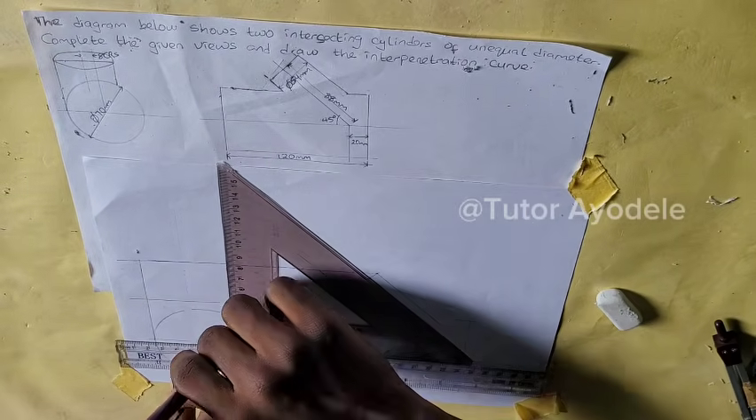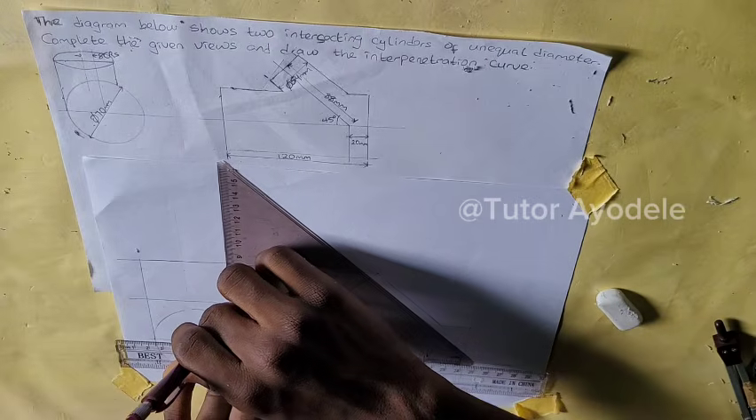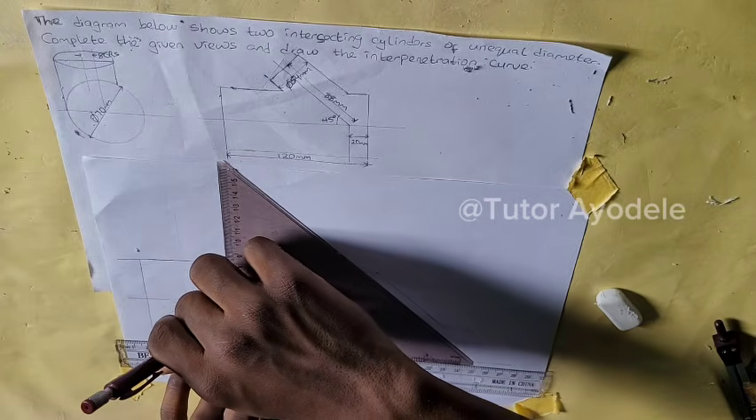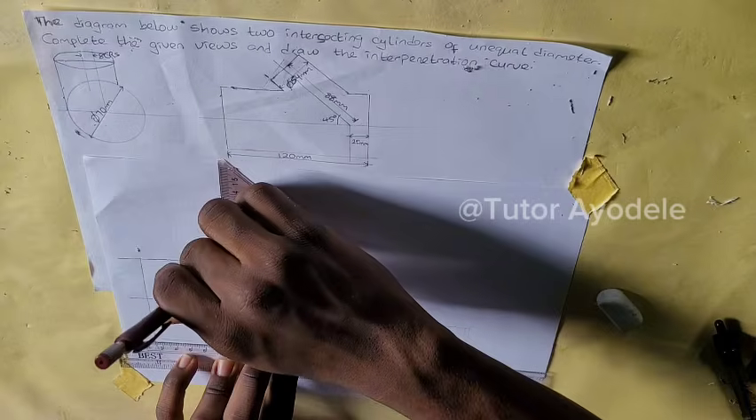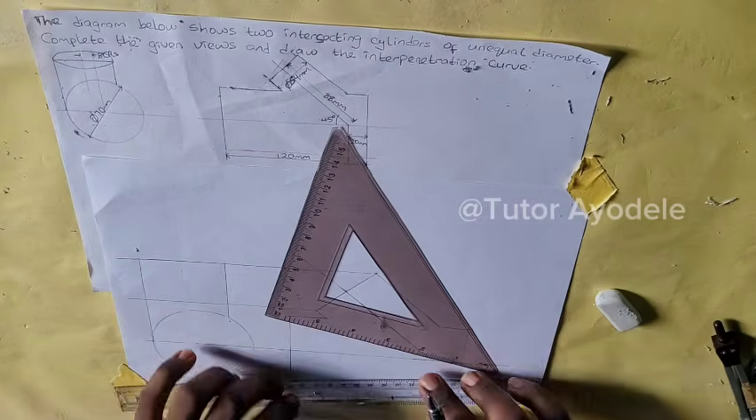From this point, I'm going to draw a line upwards, but I'm not going to draw it inside the circle. I'm going to draw it from the circle outwards. I'm going to draw it outside the circle.